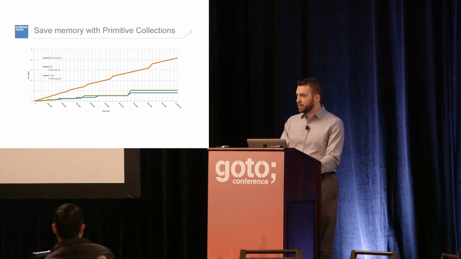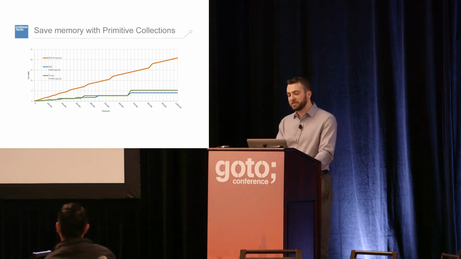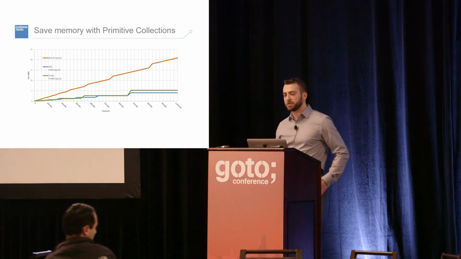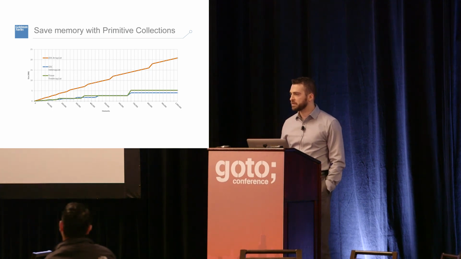One more note on memory is primitive collections. I hinted at this before, and this chart isn't totally fair because I'm comparing an array list of wrapper objects with a primitive list for either Trove or JS collections. And of course you wouldn't want to wrap integers, you would avoid that at all costs. But think about what your choices are if you're using strings.